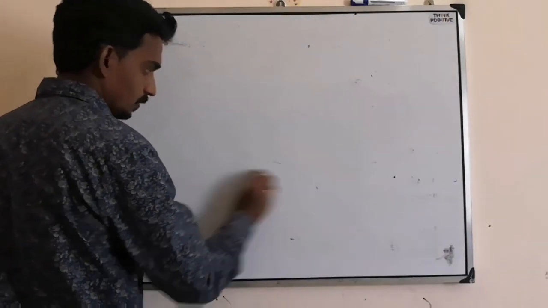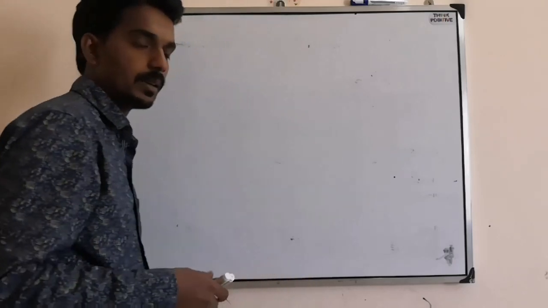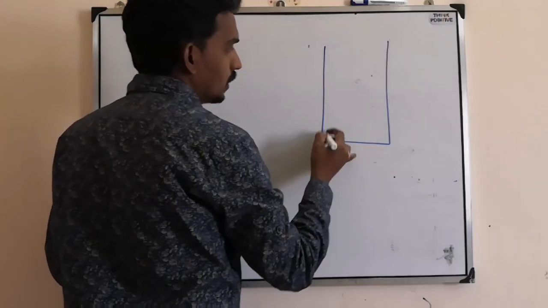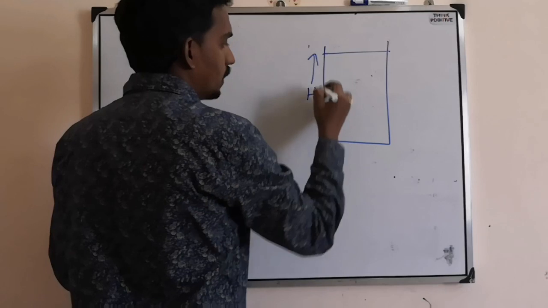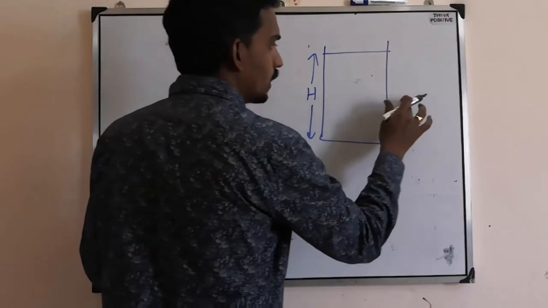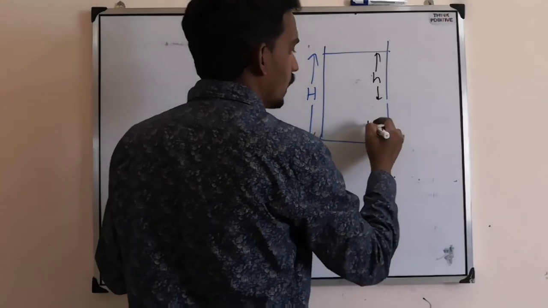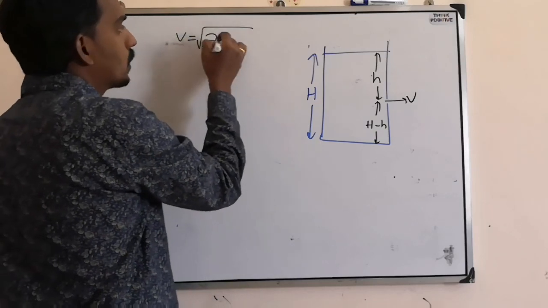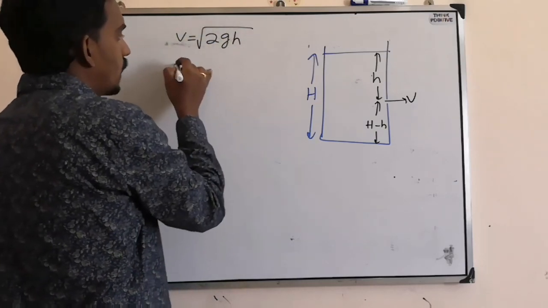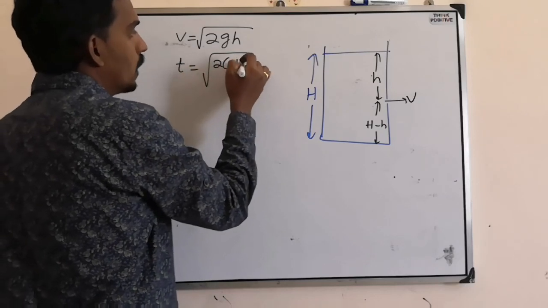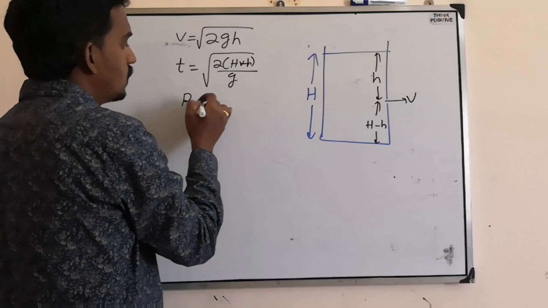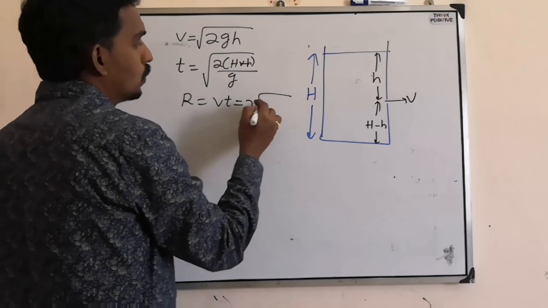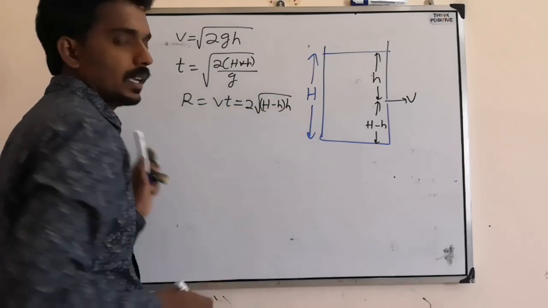Now, based on the same thing, let's take a beaker with liquid filled up to height H and a hole made at a depth h and at a height H minus h. Then the speed with which the liquid will come out is root 2gh, and the time taken to hit the ground is root of 2(H minus h) by g, and the range is u into t, nothing but 2 root of h into (H minus h).